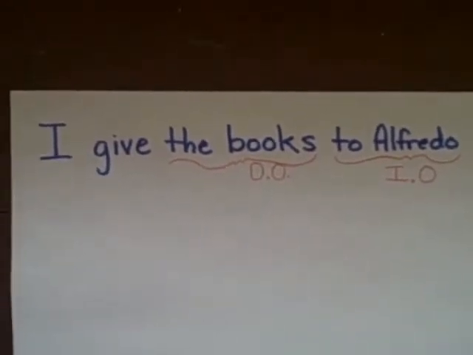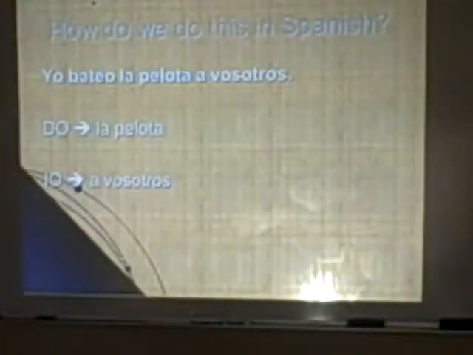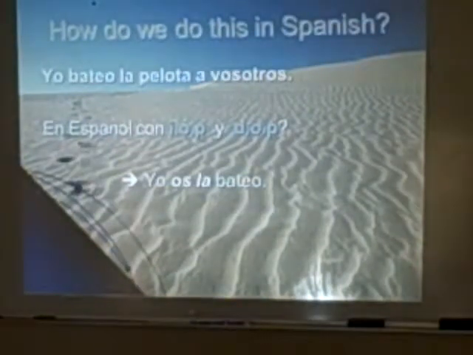What am I giving? The books. To whom am I giving them? To Alfredo. En español, yo bateo la pelota a vosotros. El objeto directo es la pelota. El objeto indirecto, a vosotros. Entonces, yo bateo la pelota a vosotros. Yo os la bateo.